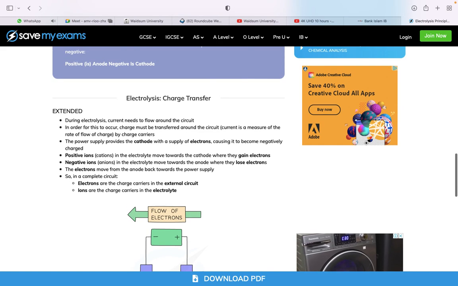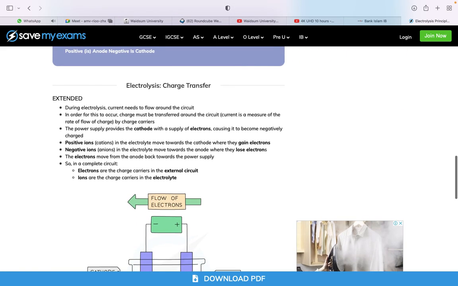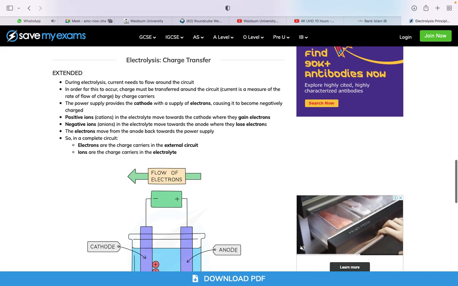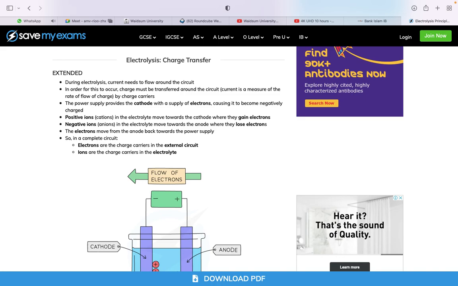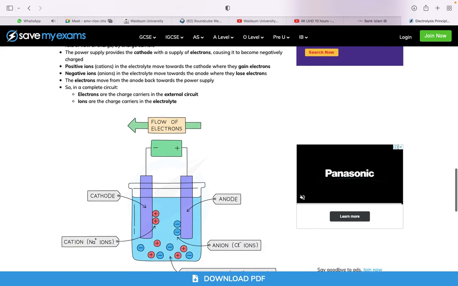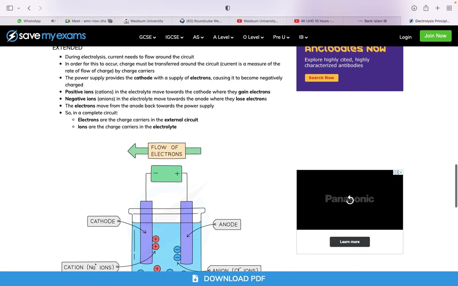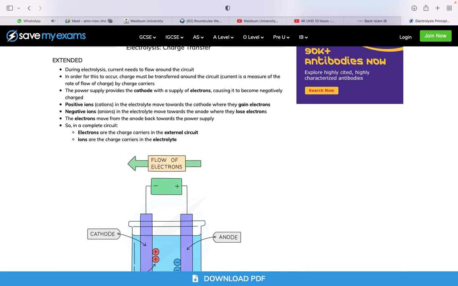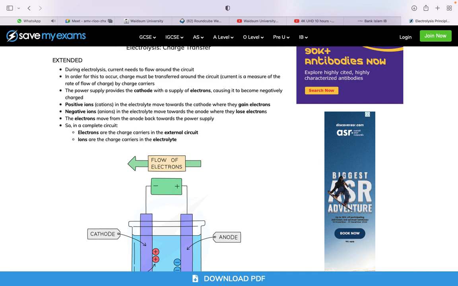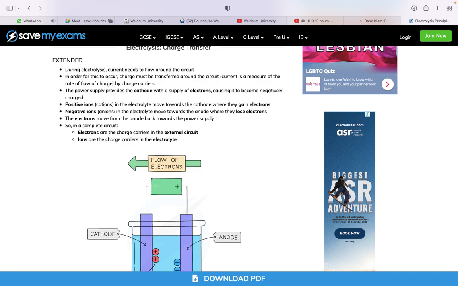Now let's take a look at electrolysis in terms of charge transfer. I think I have explained this concept somehow. During electrolysis, current needs to flow around the circuit. In order for the current to flow, charge must be transferred around the circuit, right? Current is defined as the rate of flow of charge. We already know this from basic science.